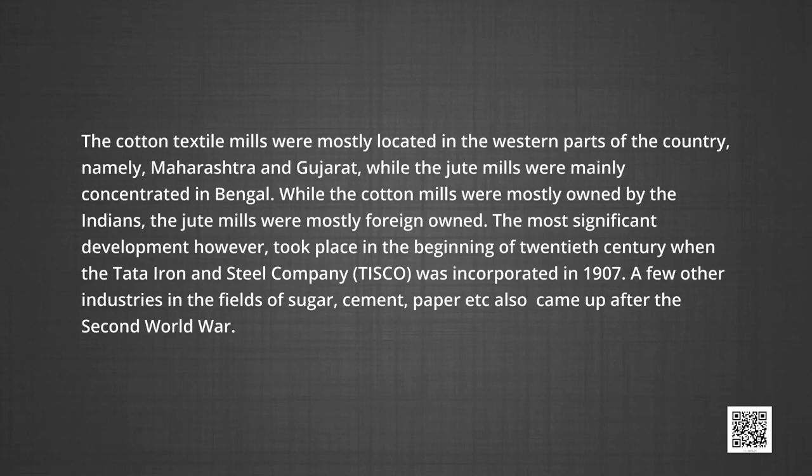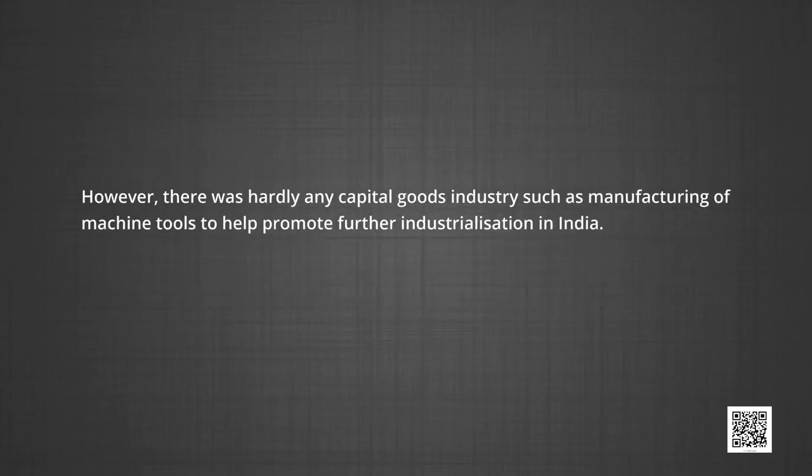The most significant development, however, took place in the beginning of the 20th century when the Tata Iron and Steel Company, TISCO, was incorporated in 1907. A few other industries in the fields of sugar, cement, paper, etc., also came up after the Second World War. However, there was hardly any capital goods industry, such as manufacturing of machine tools, to help promote further industrialization in India. So, like agriculture, India did not do well to develop its industrial base.